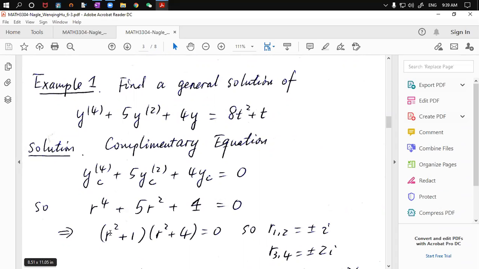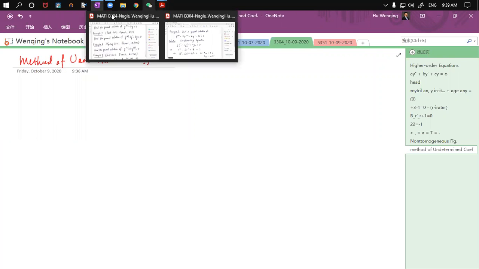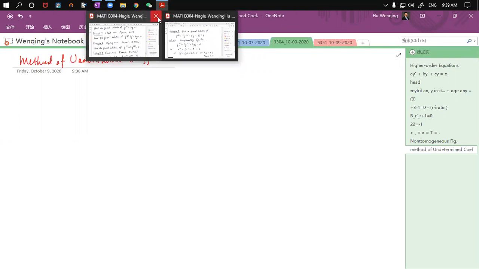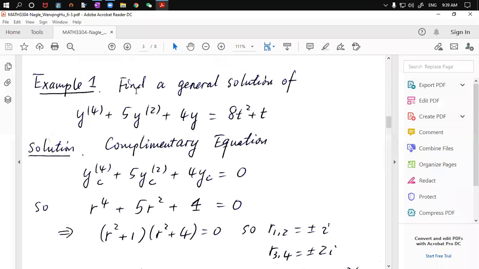But for the method of undetermined coefficients, we need exercises. That means we need to have more exercises. So let's start our practice. Let's start our adventure on exercises. Let's first look at this one.